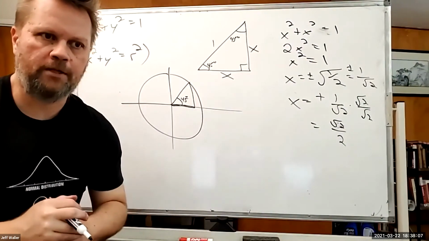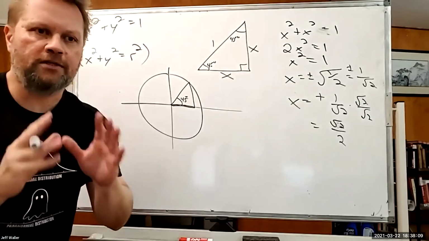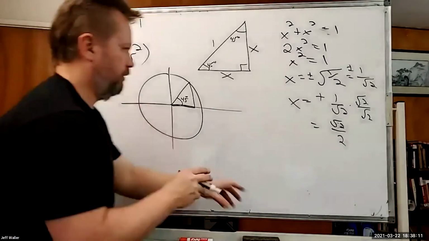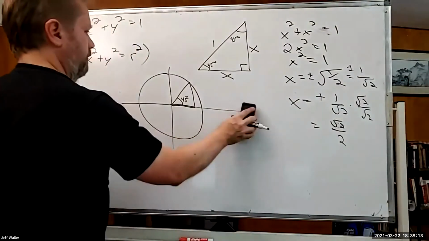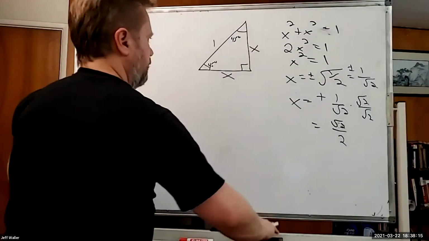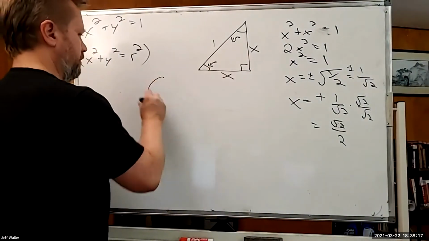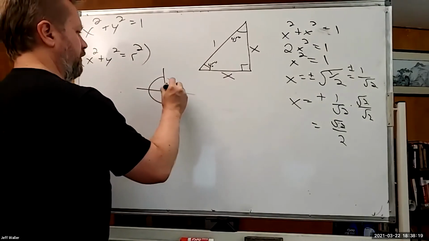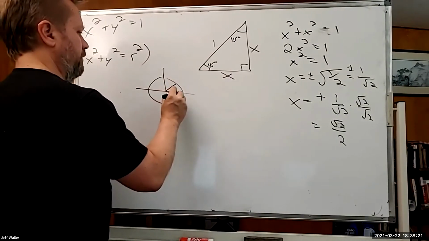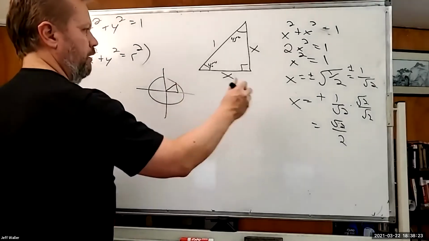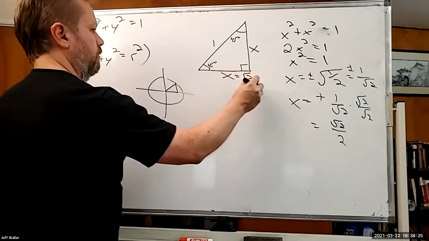Let me stop for a minute. What have we just figured out? Okay, what we just figured out is that, well, let me see. If I go to 45 degrees, the x piece and the y piece are both rad 2 over 2.